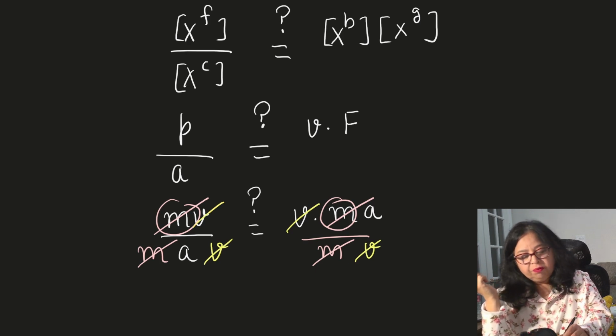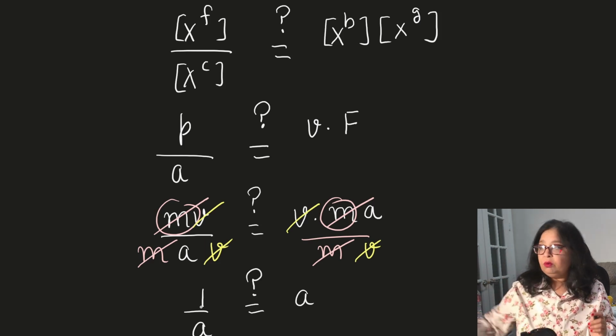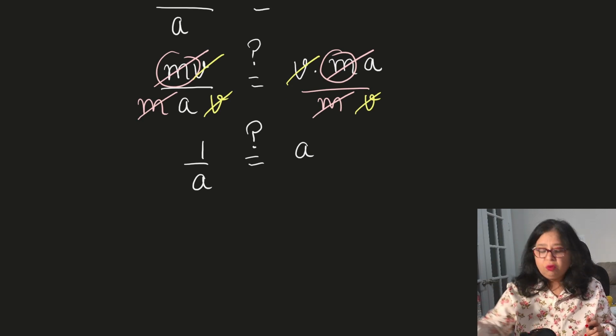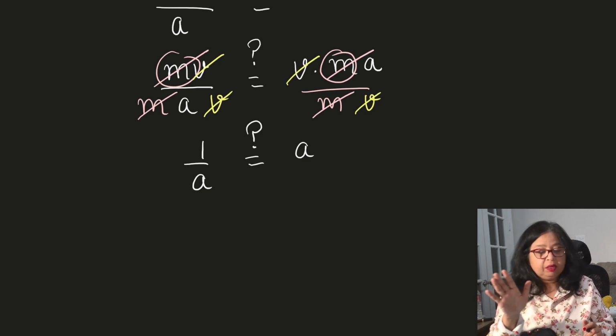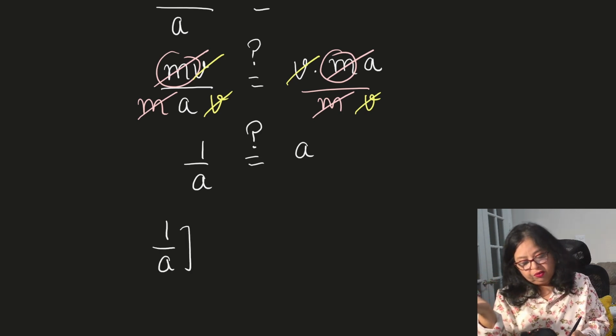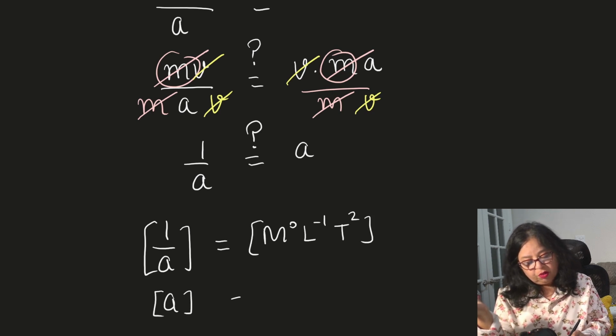What am I left with? 1 over a on the left hand side equals a on the right hand side. I mean, is this equal? So if you want to talk about the dimensional formula for 1 over a and a, they will not be equal. Well, you can see for yourself. Dimensional formula for 1 over a will be m0 L minus 1 T2, while the dimensional formula for a will be m0 L1 T minus 2.